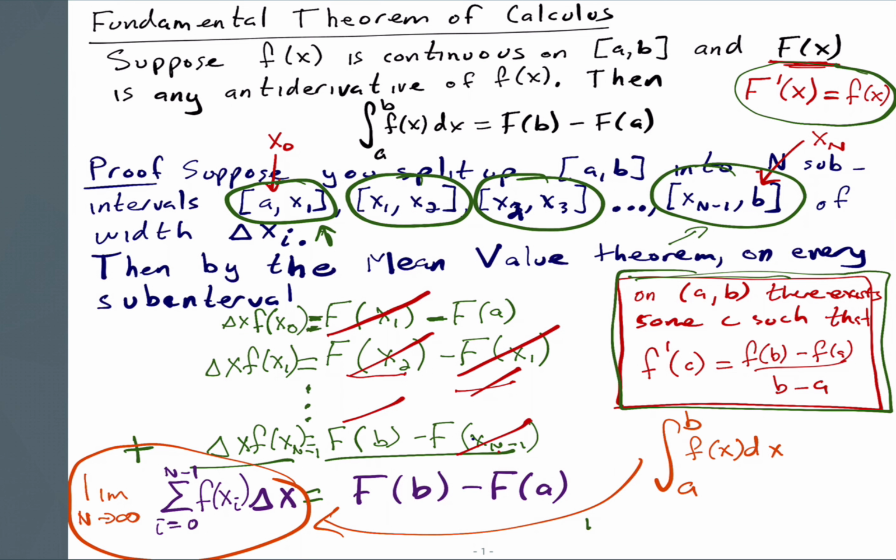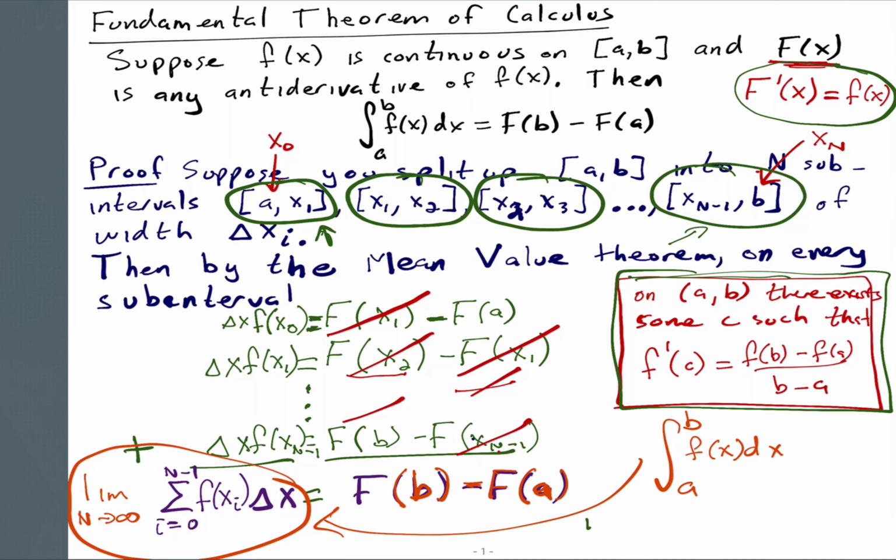Isn't that the definition of the integral? It is, right? And what is that integral equal to? It's equal to capital F of b minus capital F of a, where capital F is the antiderivative. And that's it. Does that make sense? So just with the mean value theorem, we proved the fundamental theorem of calculus.